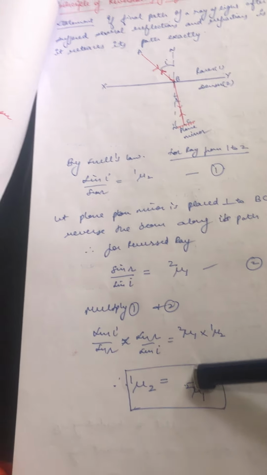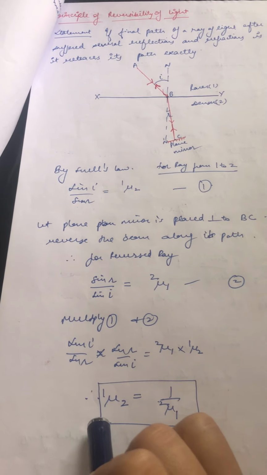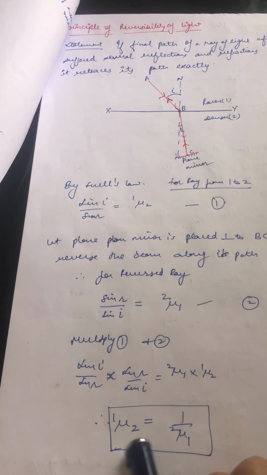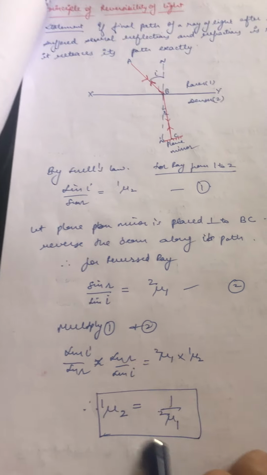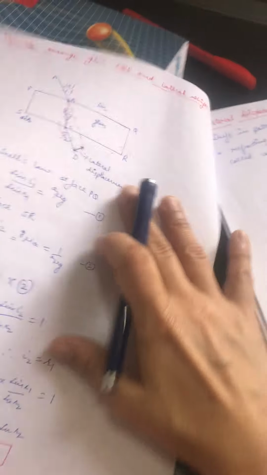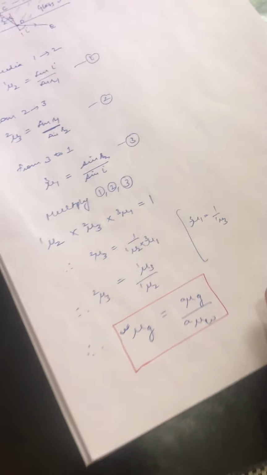This is a simple derivation in which they have shown that when light is going from medium 1 to 2 and going from medium 2 to 1, their refractive indexes are just the reciprocal of each other. It's a very simple proof, so please go through this and learn it. Then again two derivations are there which are again very important. I will start with the explanation of this.